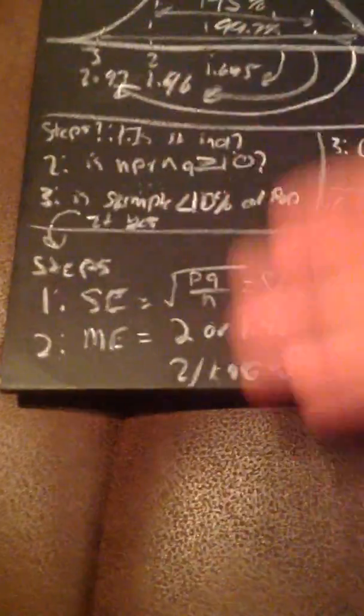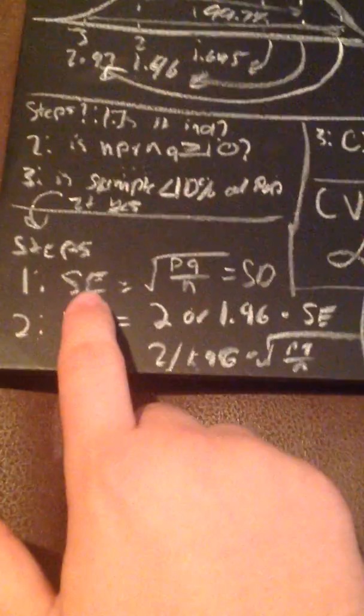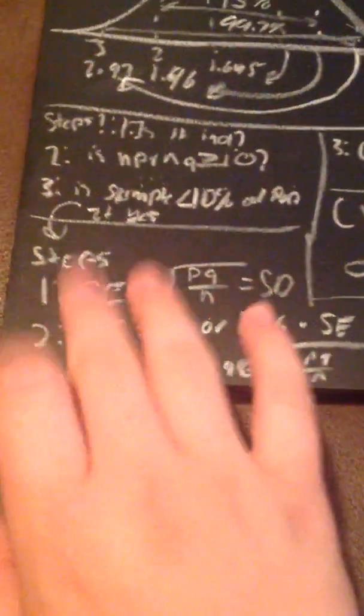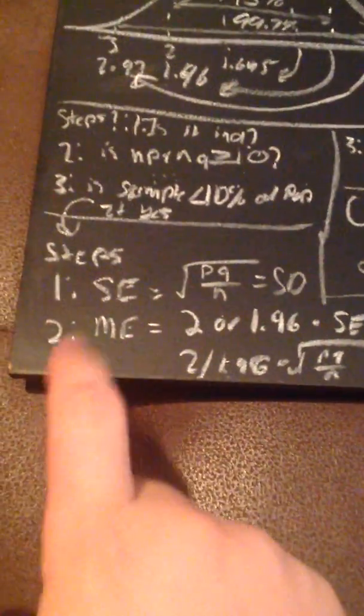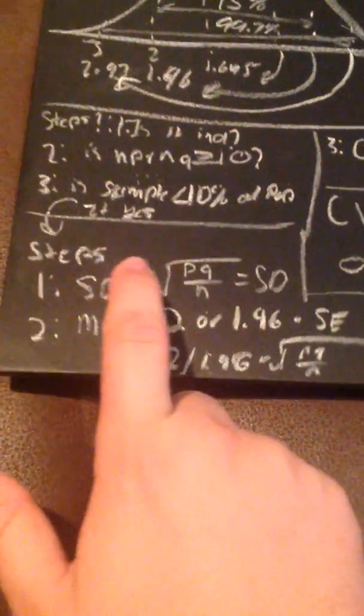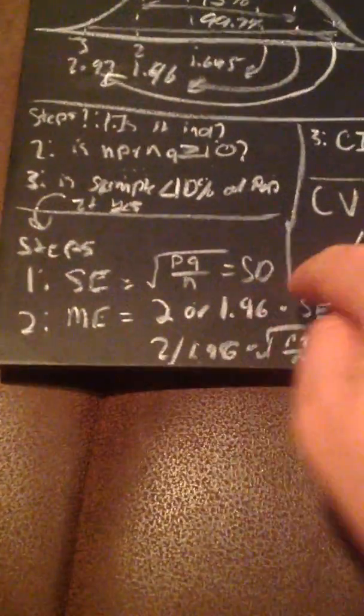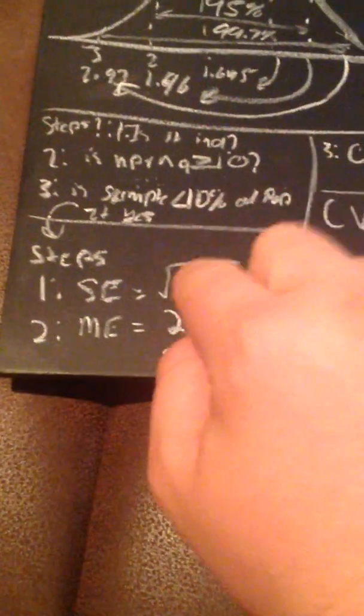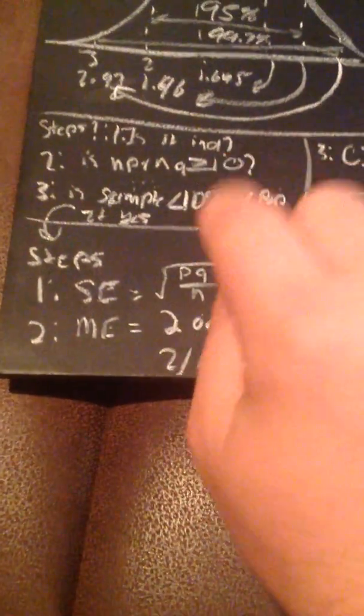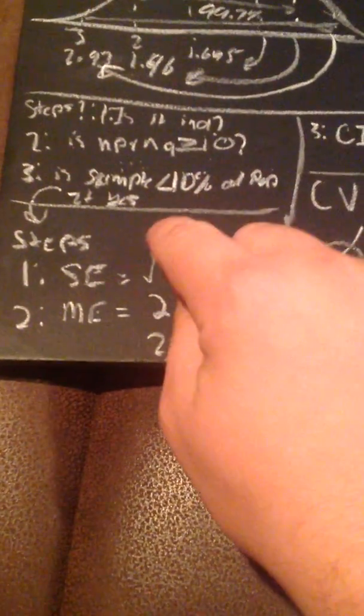First step, I like to break it into this process. First step would be to find your standard error. Now, most people would just jump to the margin of error. However, he might ask you about the standard error or the standard deviation. Those are equivalent. And that's simply the square root of p times q over n. Don't forget, q is equal to 1 minus p. I didn't have enough space here to... actually, I did have enough space, but whatever.